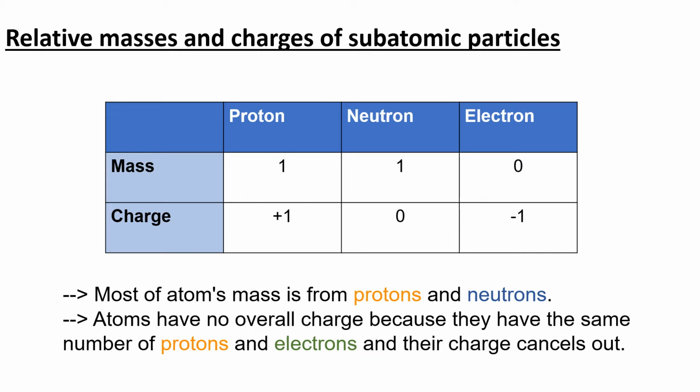Atoms have no overall charge because there is an equal number of protons and electrons in an atom, and their charges cancel out. Each positive proton in the nucleus is cancelled out with a negative electron. Neutrons don't contribute to the overall charge as they are neutral.